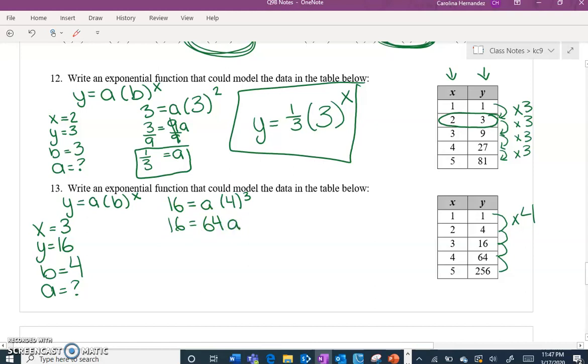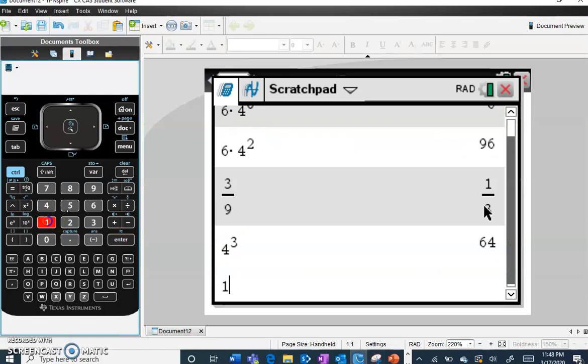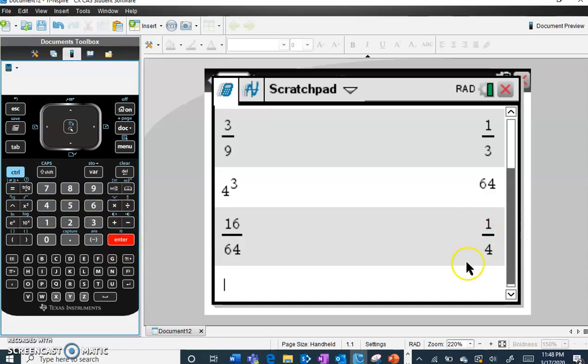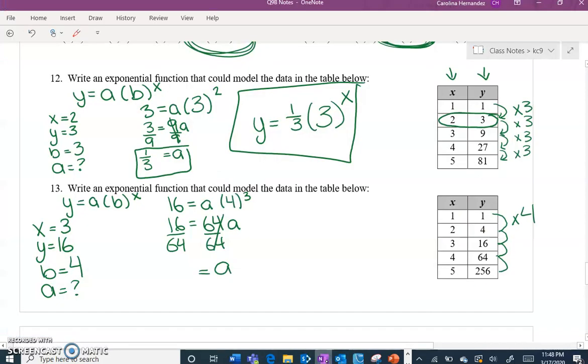Just like any other equation, we're trying to get a by itself. So we're going to divide both sides by 64. 64 divided by 64 simplifies to 1, leaving me with just 1a. 16 divided by 64, let's quickly check if you could simplify. It simplifies to 1/4. So in this case, our a value is 1/4.